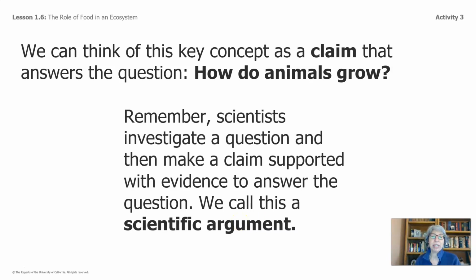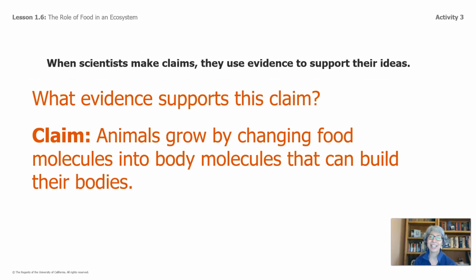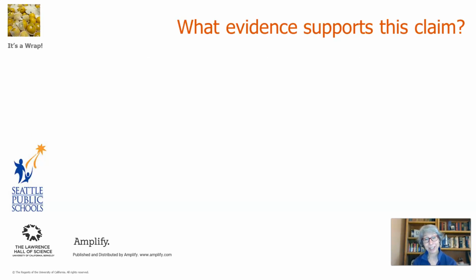Remember, scientists investigate a question, and then they make a claim supported with evidence to answer that question. We call this a scientific argument. It's the best idea. When scientists make claims, they use evidence to support those ideas. What was the evidence that supported this claim? Remember the claim? Animals grow by changing food molecules into body molecules that build their bodies? All right, let's take a look, because this is a wrap for today. We learned these key concepts as part of our evidence.